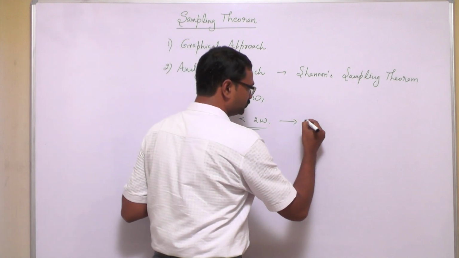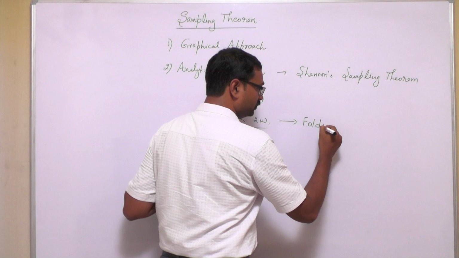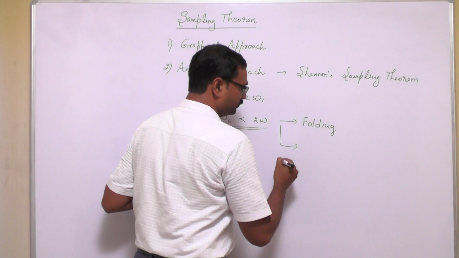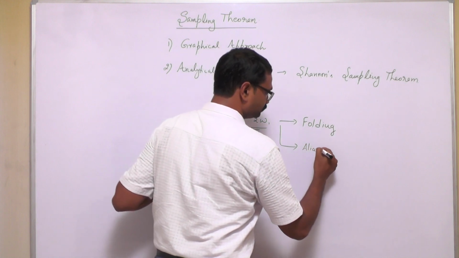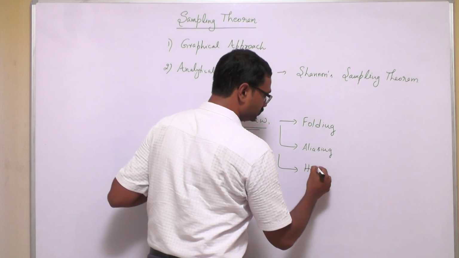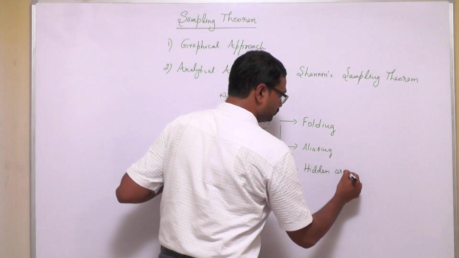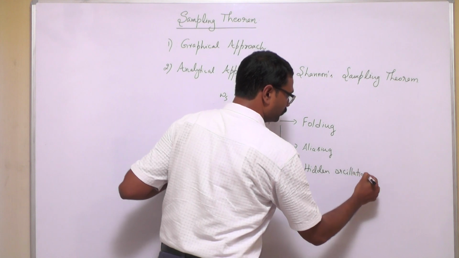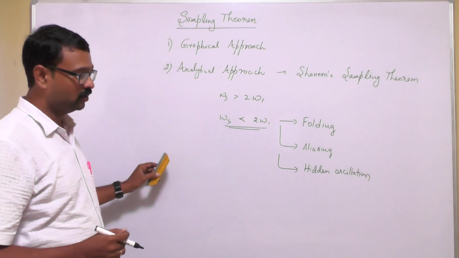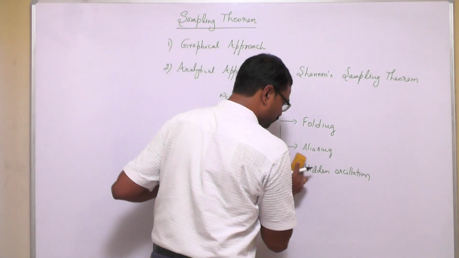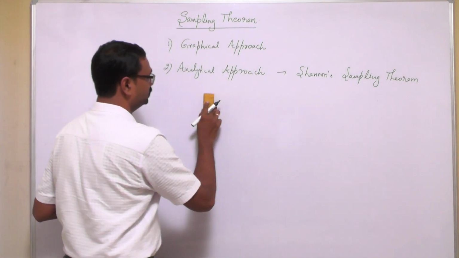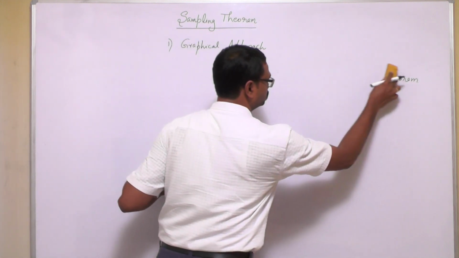In brief, I will say that we are going to come across new terminology called folding and aliasing. And there is also one more component, which is hidden oscillation. Hidden oscillation also occurs when omega s is equal to 2 times omega 1. So we are going to see all these factors when discussing the sampling theorem. Now let us see the graphical approach.